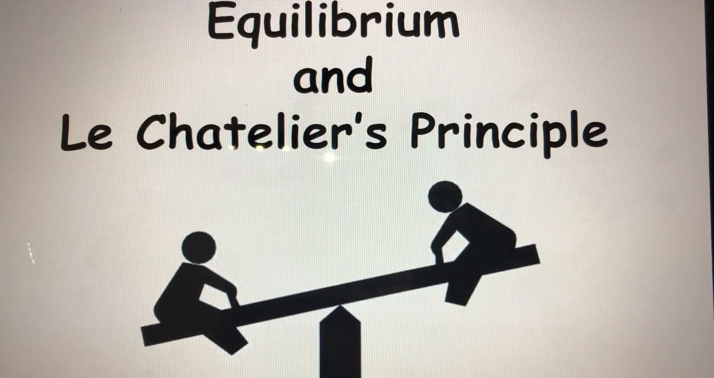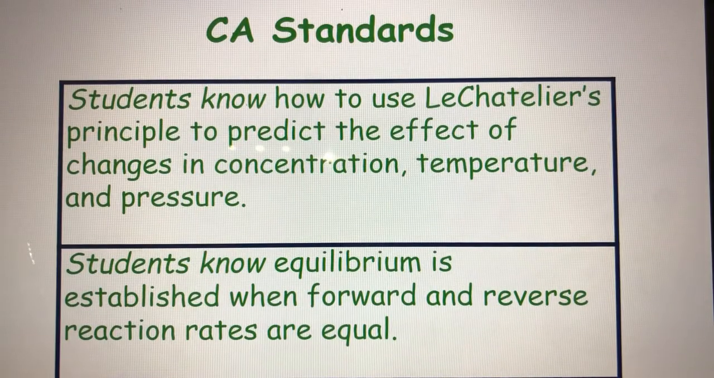So this is the beginning of the notes. Students know how to use Le Chatelier's principle to predict the effect of changes in concentration, temperature, and pressure. So basically, as the reaction runs, depending on what is happening, are you adding more material? Are you changing the temperature? Does the pressure change? All these things are going to affect which way a reaction will run.